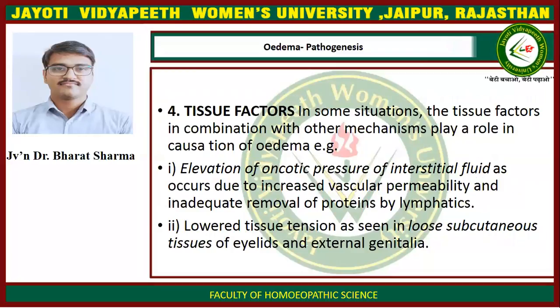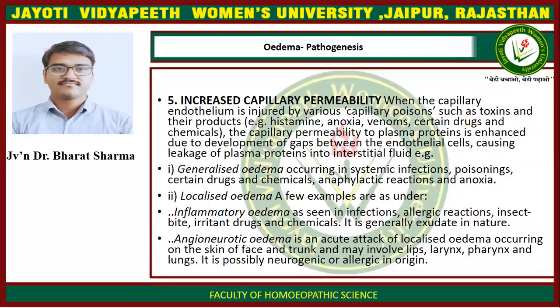Fourth is tissue tension. In some situations, the tissue factor in combination with other mechanisms plays a role in causation of edema, that is elevation of oncotic pressure of interstitial fluid as occurs due to increased vascular permeability and inadequate removal of protein by lymphatics. Lowered tissue tension is seen in loose subcutaneous tissue of eyelids and external genitalia.